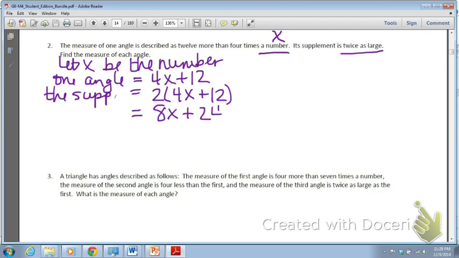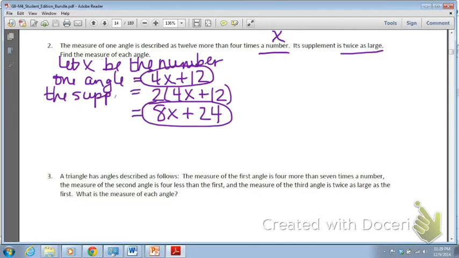2 times 12, 24. Okay, so one angle is 4x plus 12. The other angle is 8x plus 24. And we know that they are supplements. So supplements add to 180 degrees.